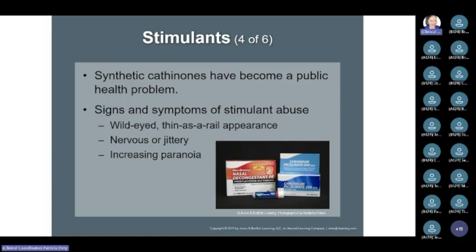Sudafed's no longer really sold. I think you have to go up to the drug counter itself and get it. It may not even be there anymore. I'm not even entirely sure. It has been so long since I've seen Sudafed. But they make things out of this besides just popping the pills to get high and to have hallucinations. Sometimes they do have paranoia along with it.